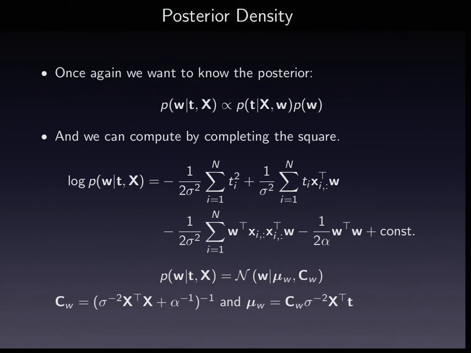That C_w is equal to alpha minus 1 I plus sigma to the minus 2, sum of x_i x_i transpose, to the minus 1. So the covariance of the posterior is equal to the inverse of this term. Yeah? C_w.